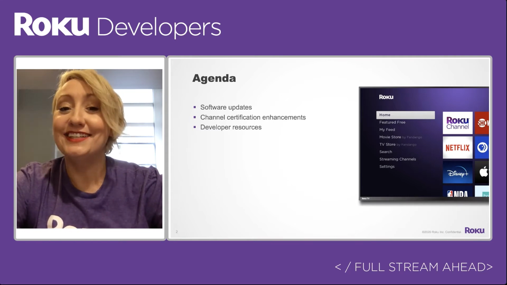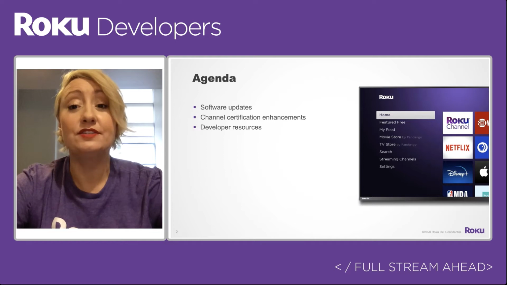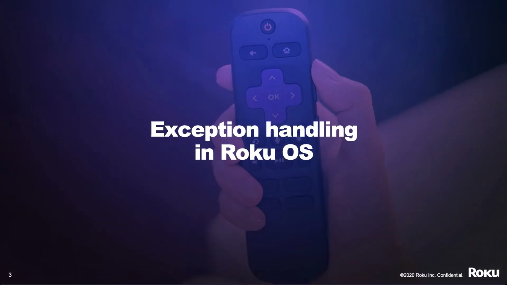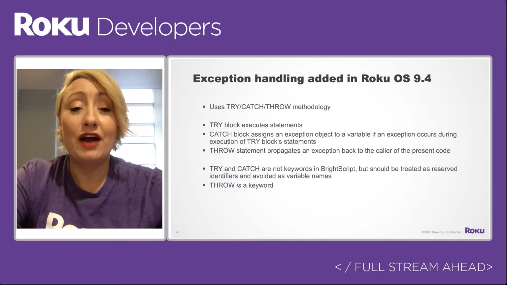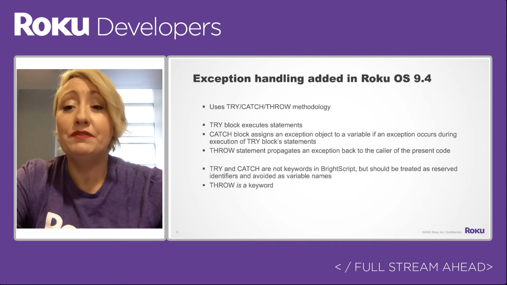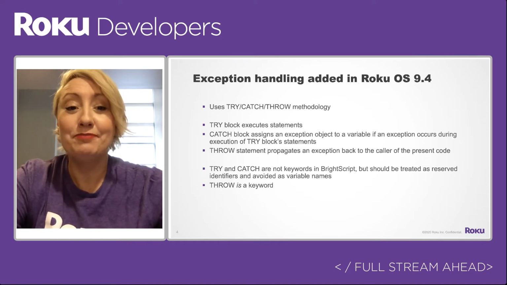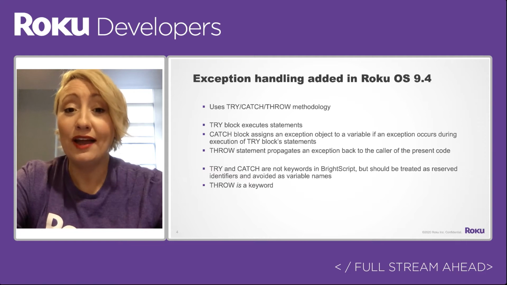I'm really excited to tell you about this first feature, as it is one of the most popularly requested features among our developer community, and that's exception handling in Roku OS. That's right, Roku OS 9.4 introduces exception handling to the BrightScript language. For our implementation, we utilize a try-catch methodology, which should be familiar to any developers who have experience working in languages such as Java or Python. This approach has two main components, try-catch and throw.